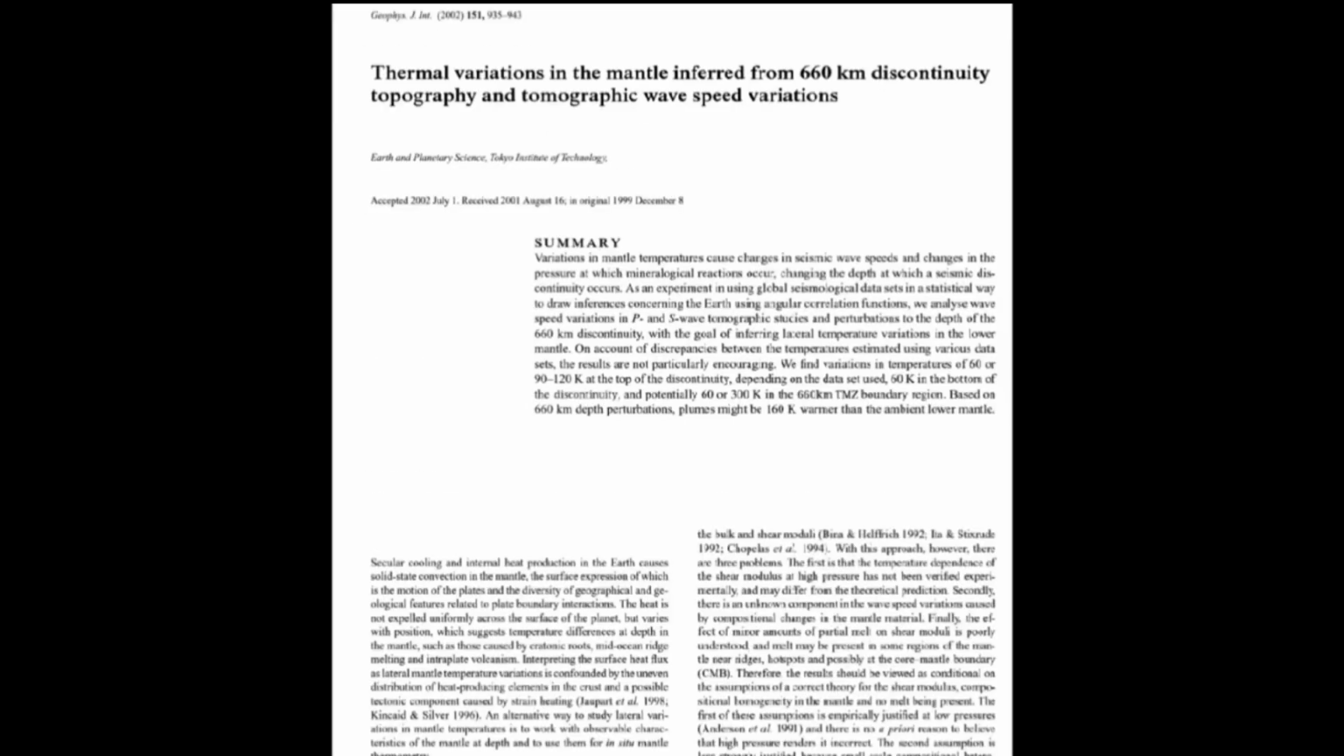When they thermally mapped this region, they said the results were not particularly encouraging, because there was just no way this could be possible. They found temperatures of 60, 90 to 120 Kelvin just above the middle of the mantle. So we're talking about well below freezing temperatures, between negative 300 and negative 200 degrees Fahrenheit. And it was the same readings just below the transition zone, around 60 Kelvin, negative 300 degrees.